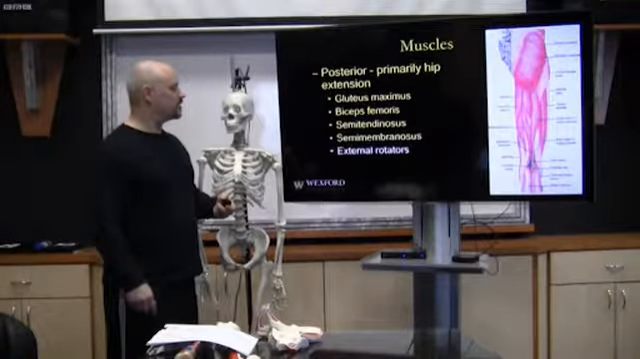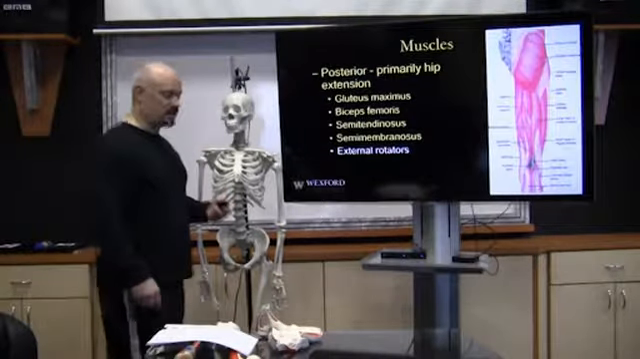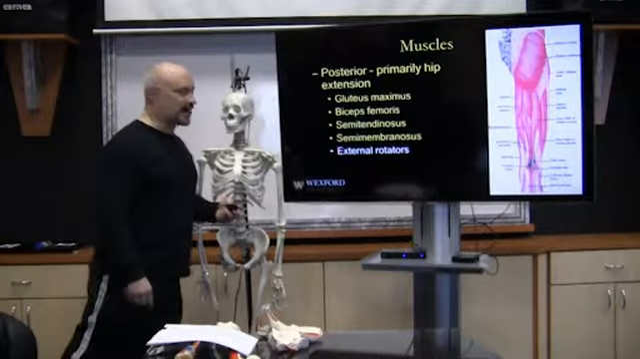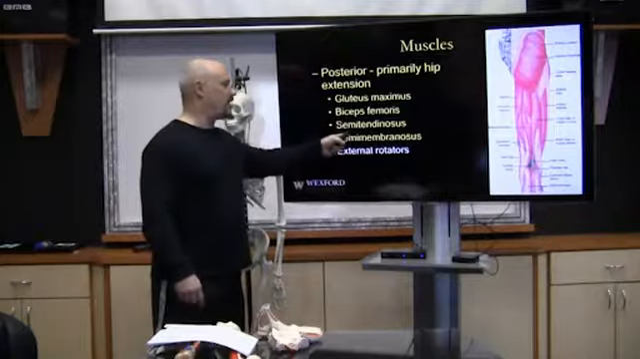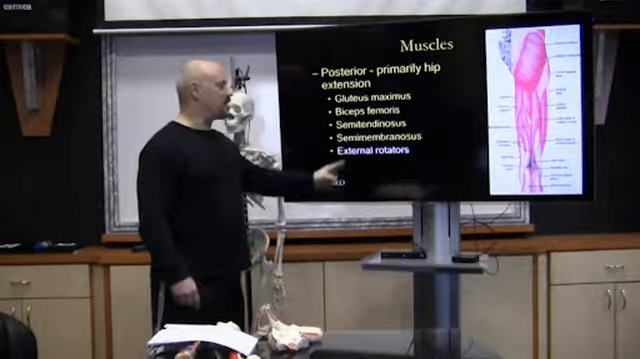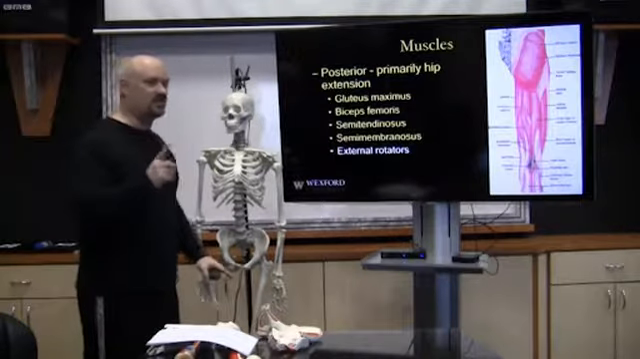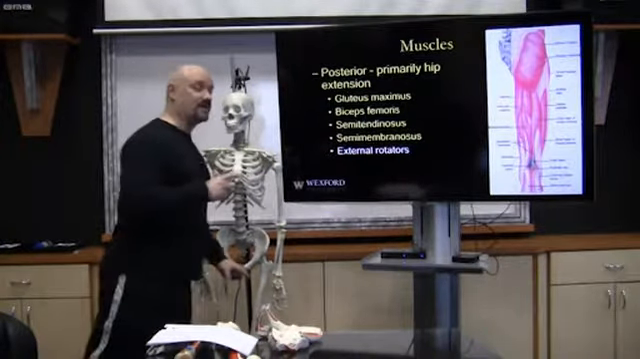semimembranosus, along with the external rotators. Those are the primary hip extensors because they may externally rotate, but they're going to help in this action as well too. So are all the hamstring muscles, the biceps femoris, semitendinosus, and semimembranosus. You have to remember about the hamstring muscles. They cross two joints. Now they may do knee flexion as well, but they also do hip extension.